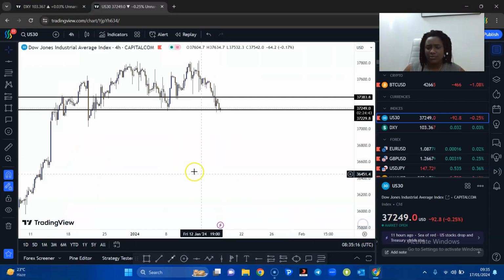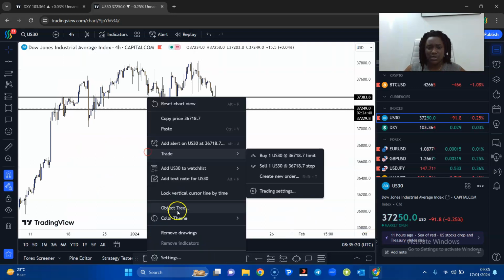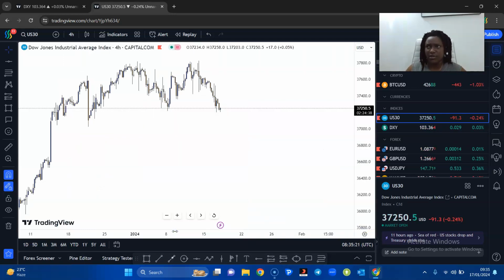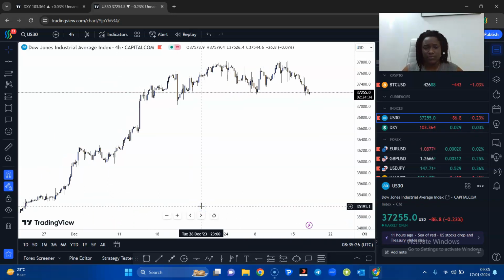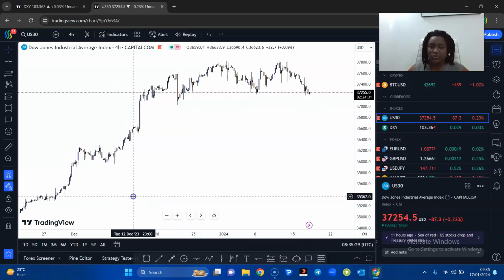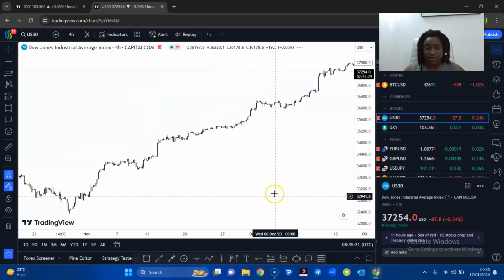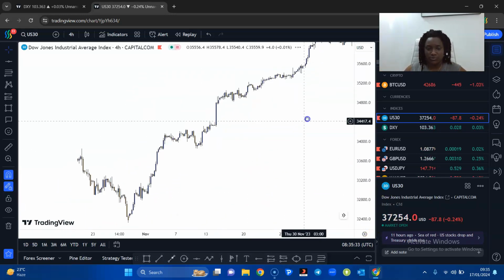How I like to personally analyze the US30 charts is with the higher time frame, right? I like to go from the daily time frame all the way to the H4. When I see a move in the H4, I like to go back to the daily to see if the daily is giving me the same kind of move, and then I know what to do.